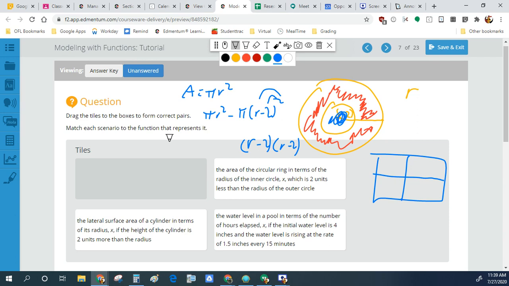Nelson and Nick, I don't think I ever taught you guys how to multiply using the box method. I think I taught you guys how to solve trinomials or how to factor using the box method, but you can actually do it backwards.